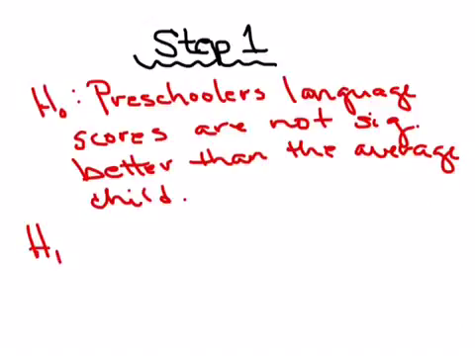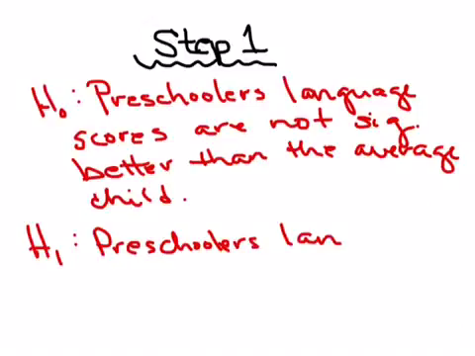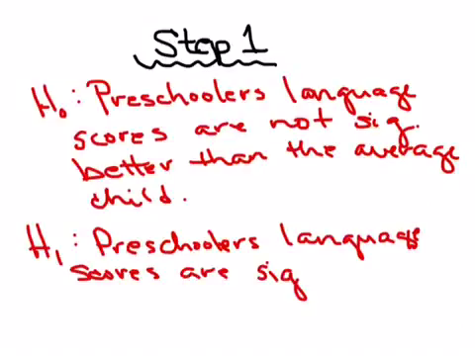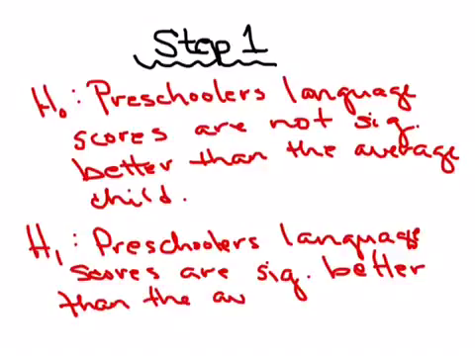And then our alternative is basically that something will happen, that they will be better. So preschoolers' language scores, and this can be time consuming, but this is important for setting up your criteria, are significantly, and I usually abbreviate, significantly better, that's just for time's sake, than the average child. Bam, so we have our null and we have our alternative.